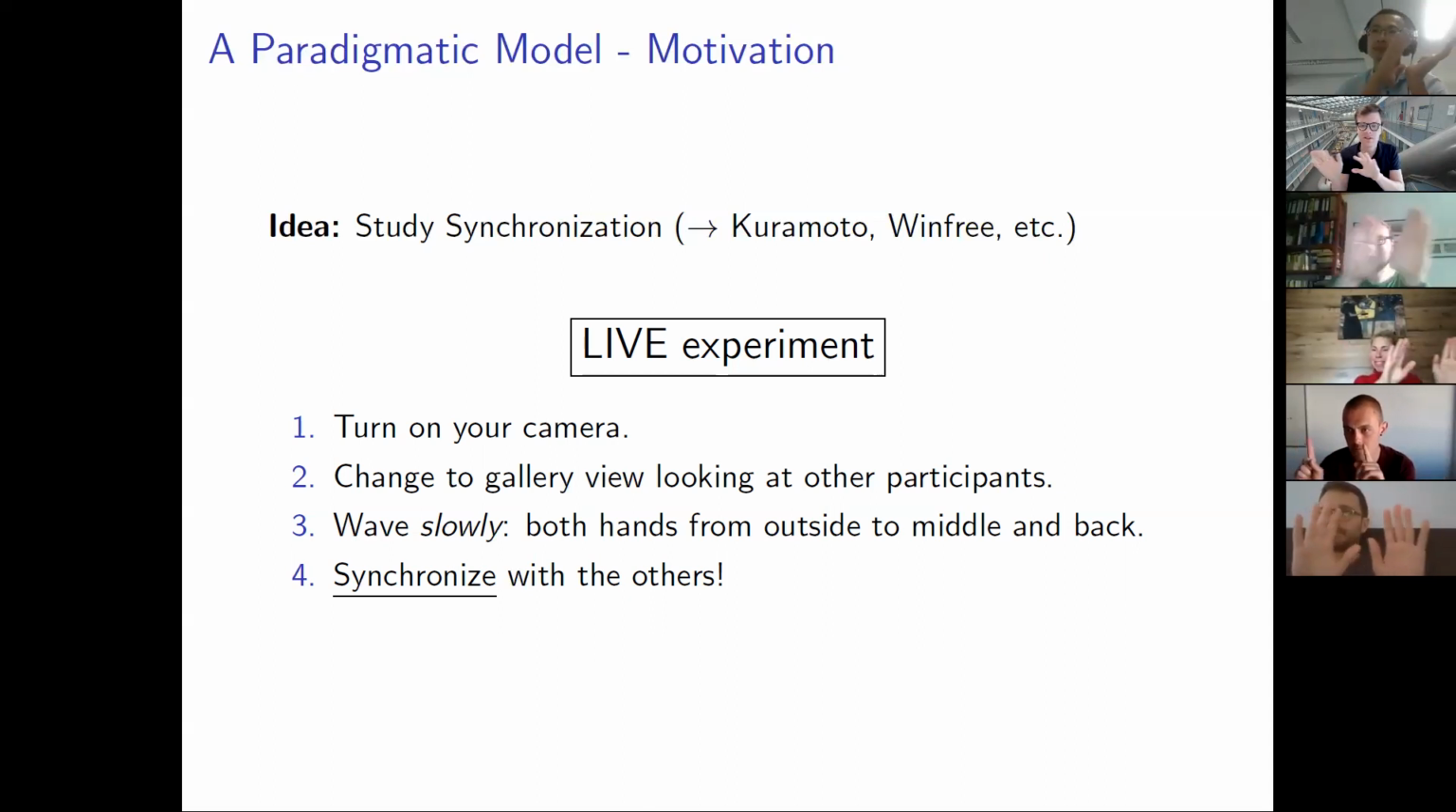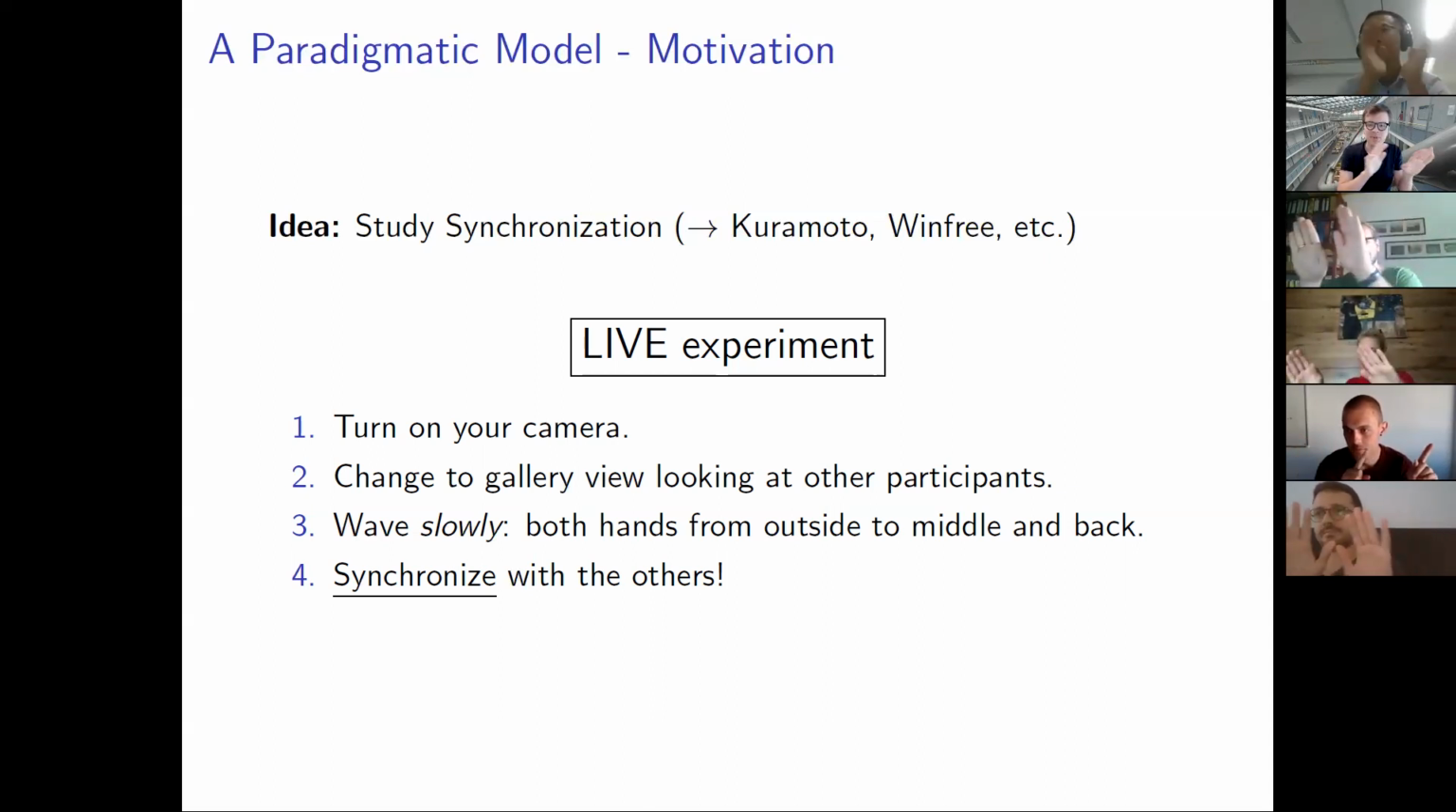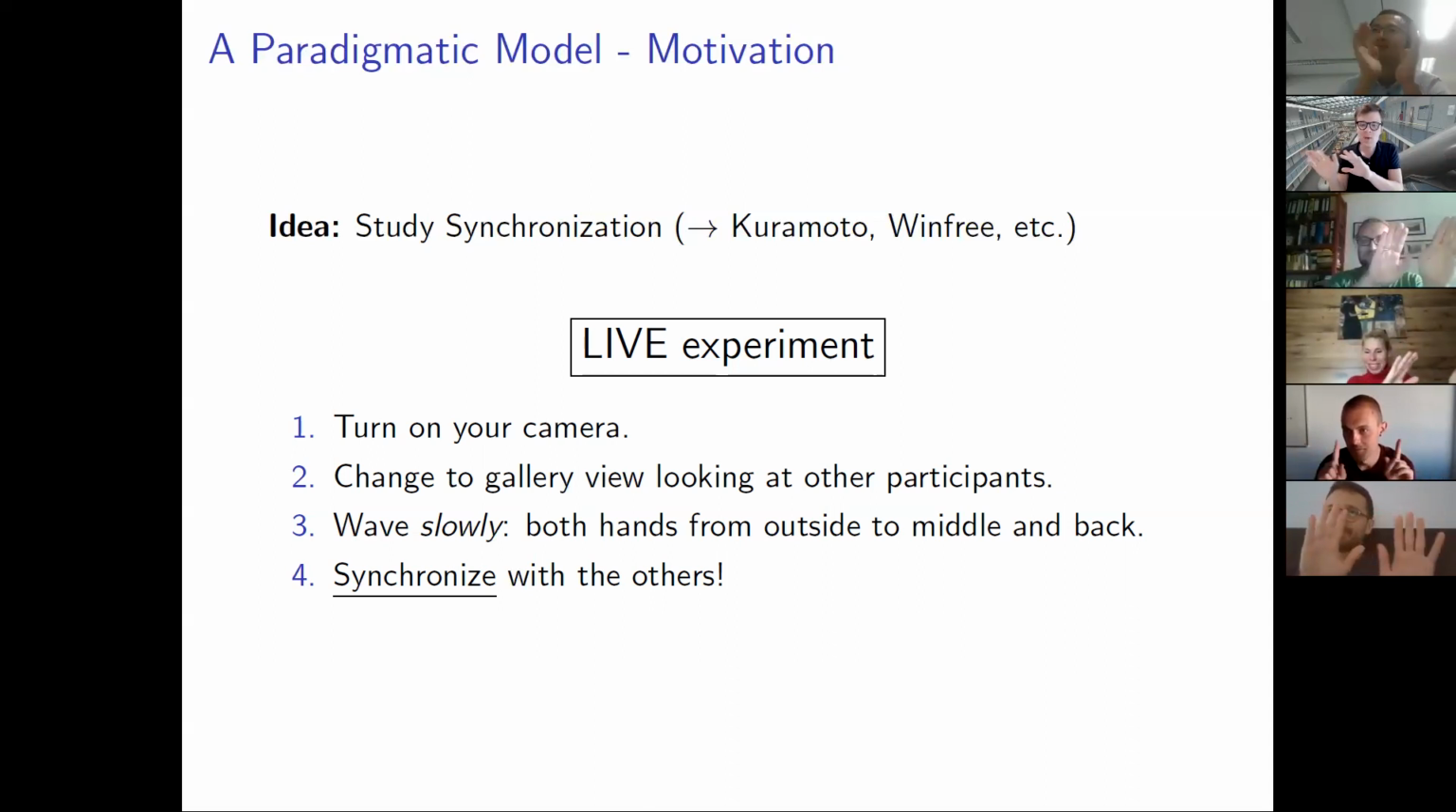Slowly. Yeah, we are getting there, see? After a while, we have actually managed to somehow at least partially synchronize, right? Very good. Thank you very much. You can turn off your cameras again if you want to.